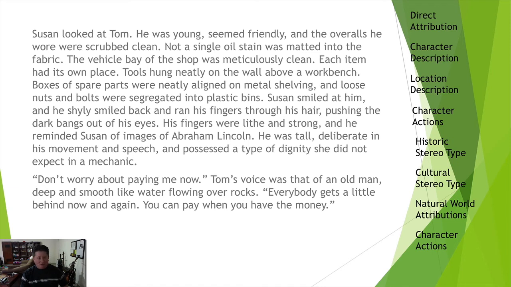So let's take a look here real quick and find out how I tried to apply these tools to this paragraph and a half. So Susan looked at Tom. What that bit does is it's telling you that you're looking through Susan's point of view, so she's going to attribute all these characteristics to Tom. It could be completely true, it could be completely false. So Susan looked at Tom.